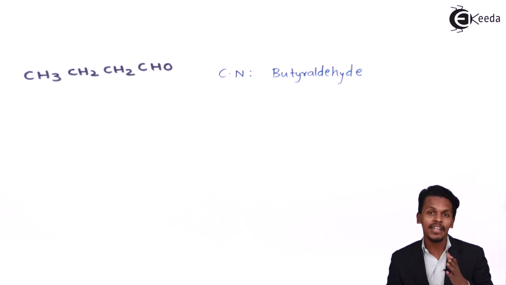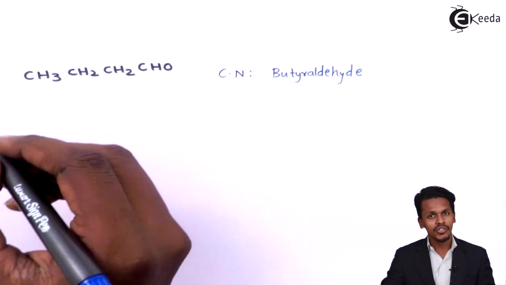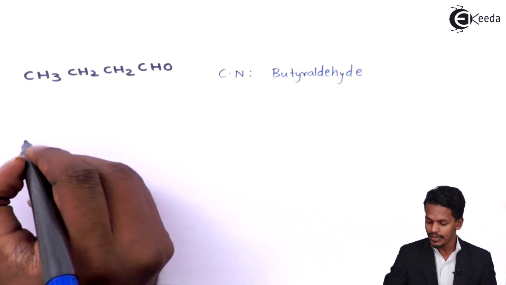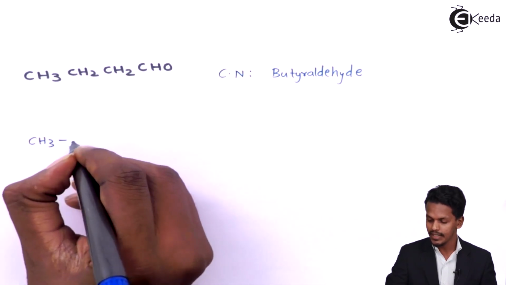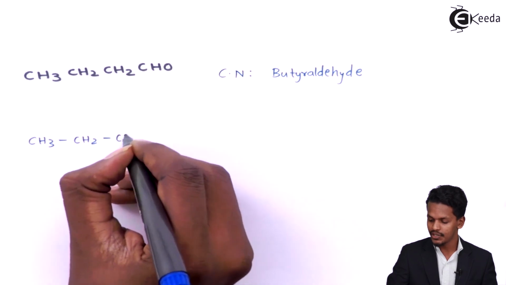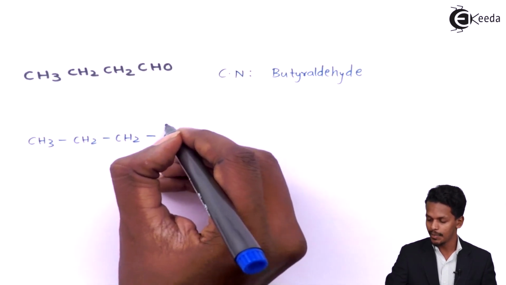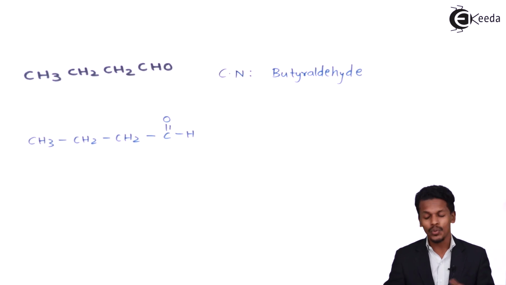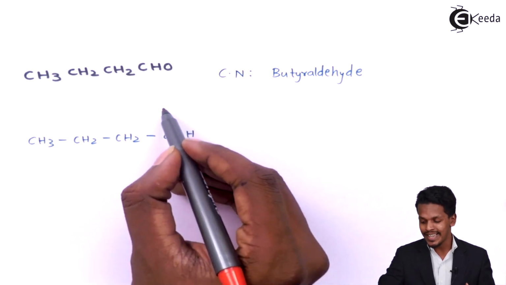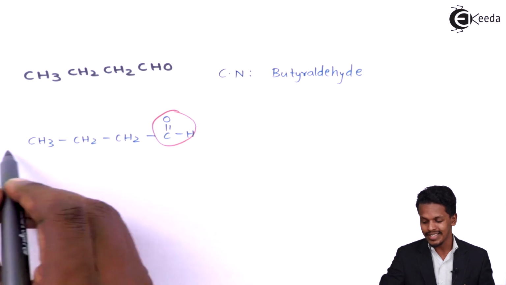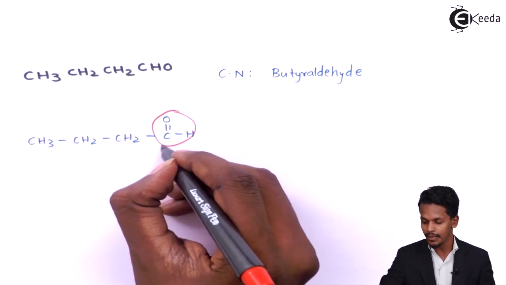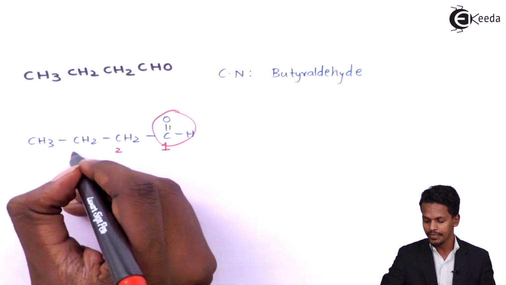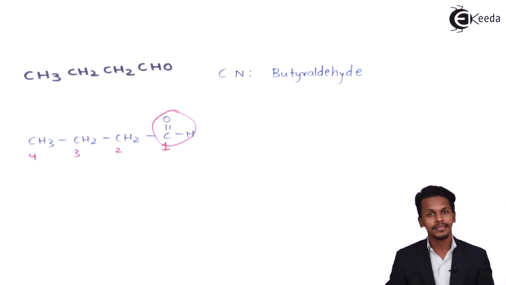We have to assign the numbering. I can write the structure of this chemical formula as CH3, CH2, CH2, and this is CHO. As we know, this is the carbonyl group, or the aldehyde group, attached to this alkyl group, so obviously this carbon should be numbered as carbon number 1, 2, 3, and 4.